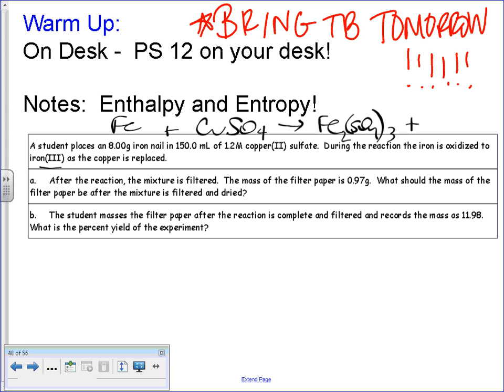And copper. All right, so it's coming back to us. We're like, yeah, I can do balance chemical equation. Not balanced though. Balance. 3 here. Okay. 2 in front of the iron and 3 in front of copper. Woo, done.